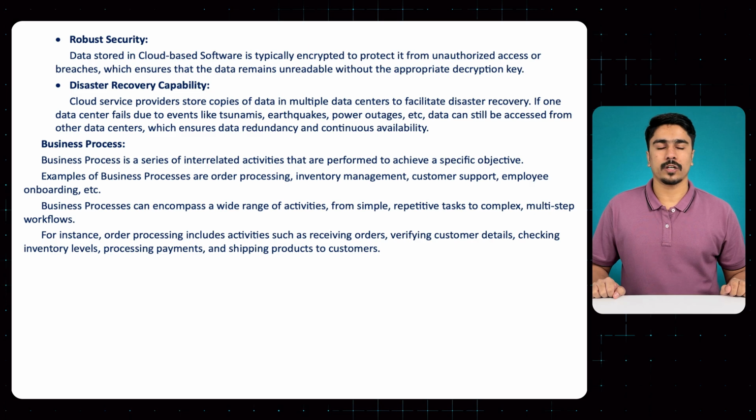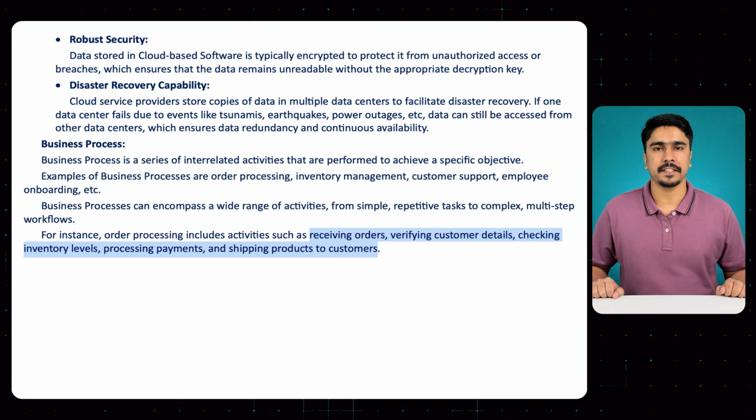For instance, order processing includes activities such as receiving orders, verifying customer details, checking inventory levels, processing payments, and shipping products to customers. So, order processing is a business process, and these are the interrelated activities that are performed to achieve a business objective of fulfilling customer orders efficiently and accurately. Streamlined business processes are essential for businesses to reduce errors, improve productivity, and operate smoothly.